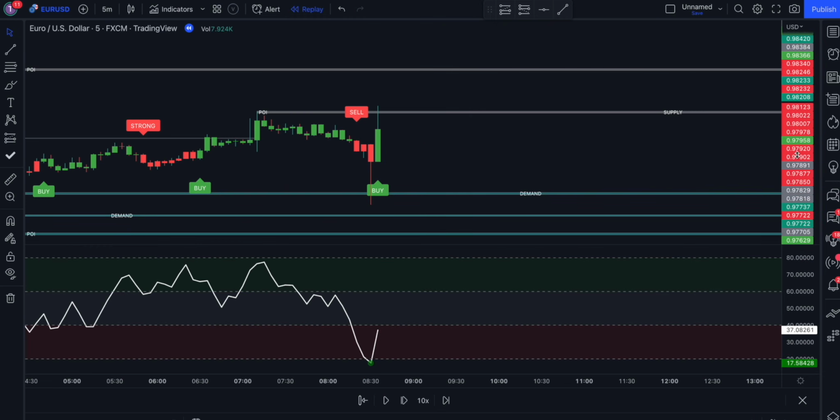Here's another example of a really good long entry. We see the price bounced off the level of demand, the indicator issued a new buy signal, and the money flow index was oversold.